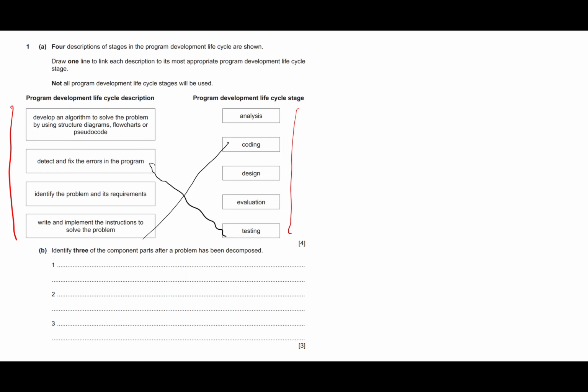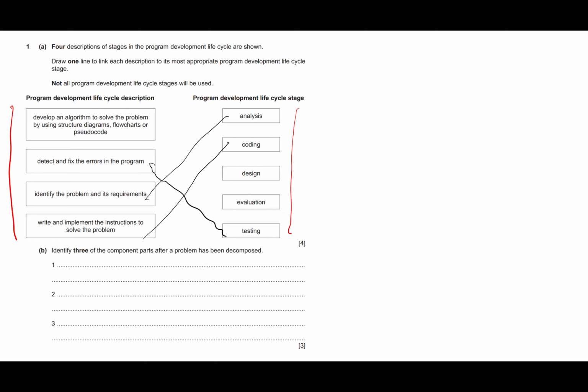Identifying the problem and its requirements, and then we've got develop an algorithm. So this to me suggests that identifying the problem is kind of one of the first things that you need to do, and looking at the response we've got left is analysis, design and evaluation. Well, evaluation, as you know, is one of the last things you do, and you can't design something until you've analysed it. So identify the problem and its requirements must be analysis up here.